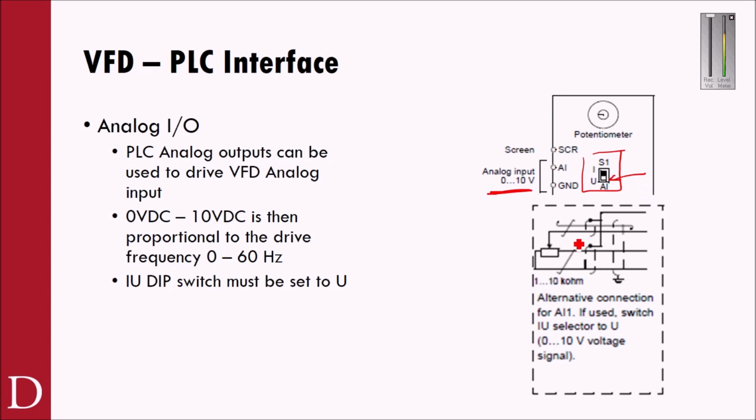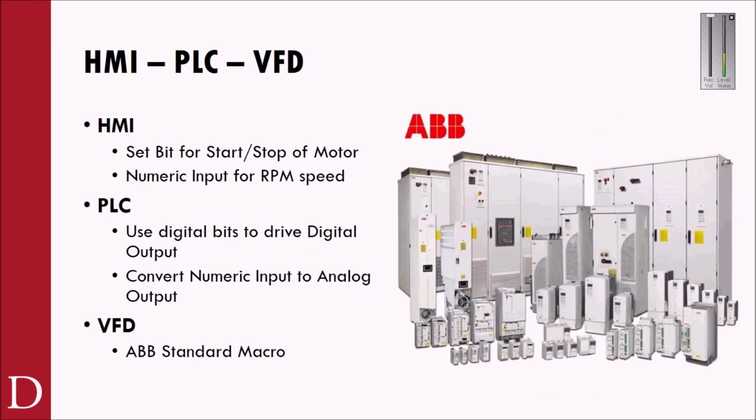And then I can either use a potentiometer to control the voltage, or in my case, I'm going to use a PLC analog output to run 0 to 10 volts into the analog input on the drive. And then that 0 to 60 hertz could be equivalent to 0 to 1800 RPMs if I'm using a 4-pole motor. So that's an important thing on wiring this guy up.